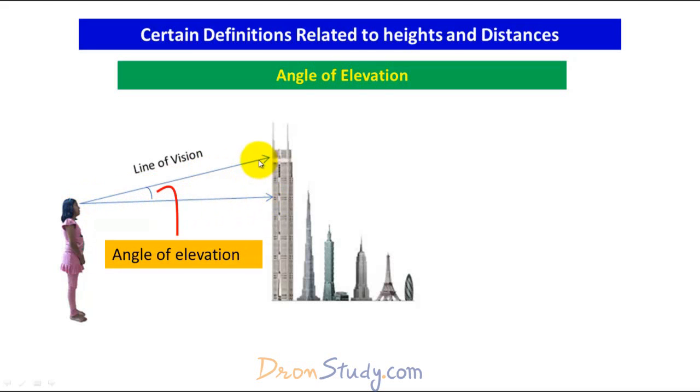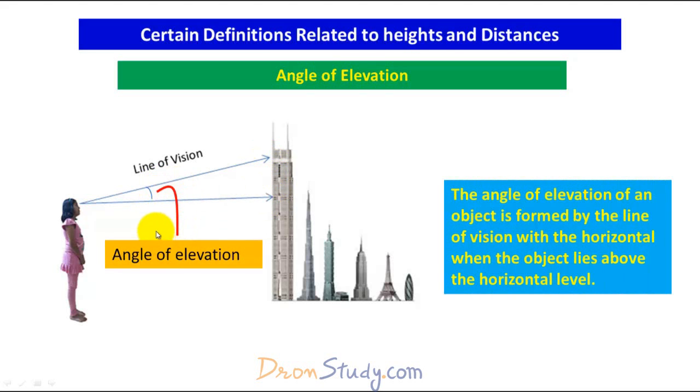Here you have to remember one important thing, that whenever there is an angle of elevation, the object lies above the horizontal line. Here the top of the tower lies above the horizontal line, and therefore the angle formed is an angle of elevation.